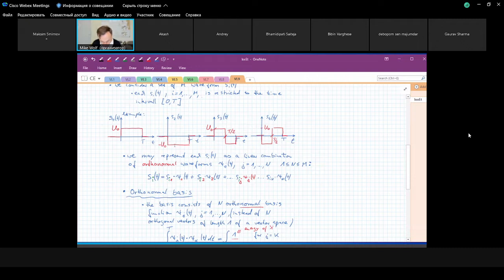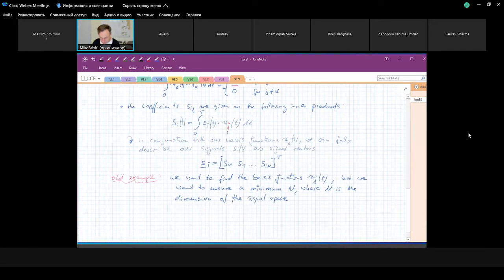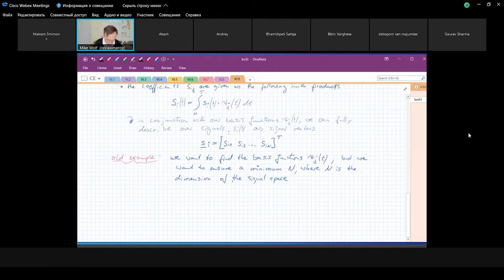Yeah, and then since S1 of t and S3 of t are orthogonal, we could use the shape of S3 for the second basis function, but we don't need more because S2 of t is minus S1 of t, and S4 of t is just minus S3 of t. But I choose here a different version, and you immediately see this works. Yeah, but there are different possibilities for these basis functions.